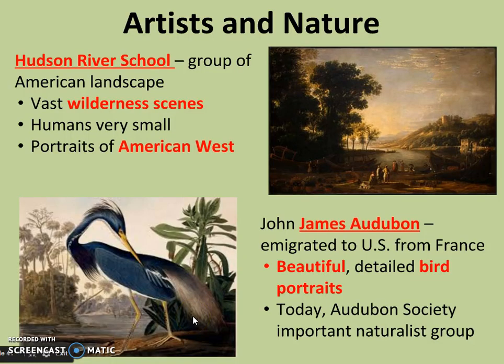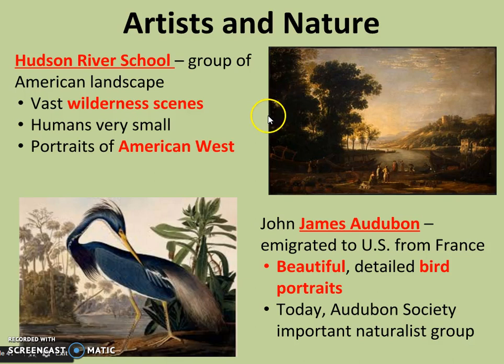So, artists in nature. One of the important groups of this time is the Hudson River School, which practiced in the Hudson River Valley of New York. This was a group of American landscape artists. They painted vast wilderness scenes. Here we see an example of a Hudson River School painting. When they put people in them at all, the people tended to be very small in comparison to the vastness and overwhelming majesty and power of nature.